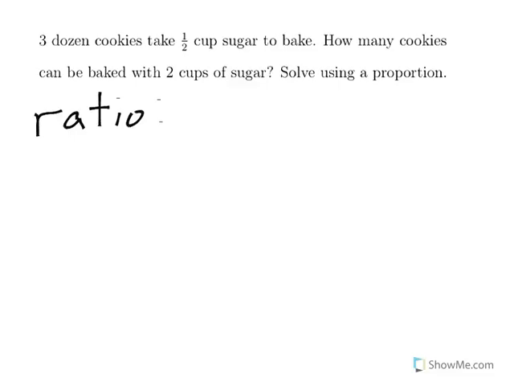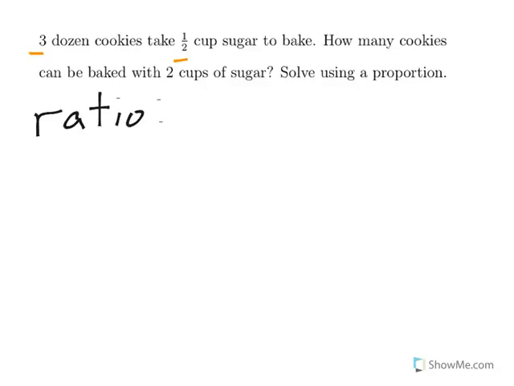So in the first sentence, 3 dozen cookies take 1/2 cup sugar to bake. There are 2 numbers, 3 and 1/2, and it's all about the same batch of cookies. And so as long as you're not going to make sweeter cookies or less sweet cookies, that ratio of either sugar to cookies or cookies to sugar should be consistent. And so that's the ratio I'm going to work with. I'm either going to do cookies to sugar or sugar to cookies, and I think I'm going to go cookies to sugar.